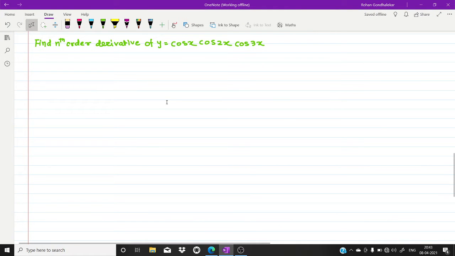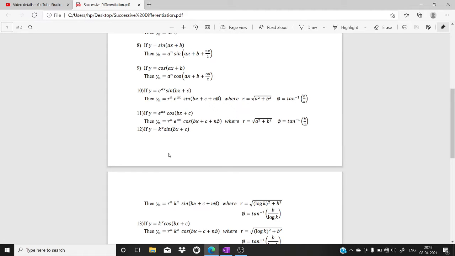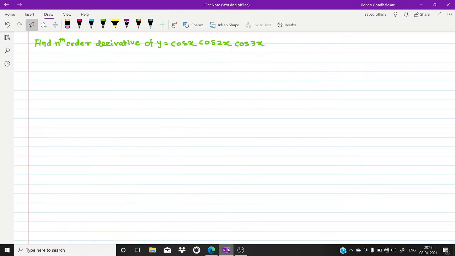Here there is a product of cos x into cos 2x into cos 3x is given. Now if you just look at the formula list, you have the cos of ax plus b only. There is no product of cosine function, and cos is expressed as cos of ax plus b, and here we have cos 3x or cos 2x.